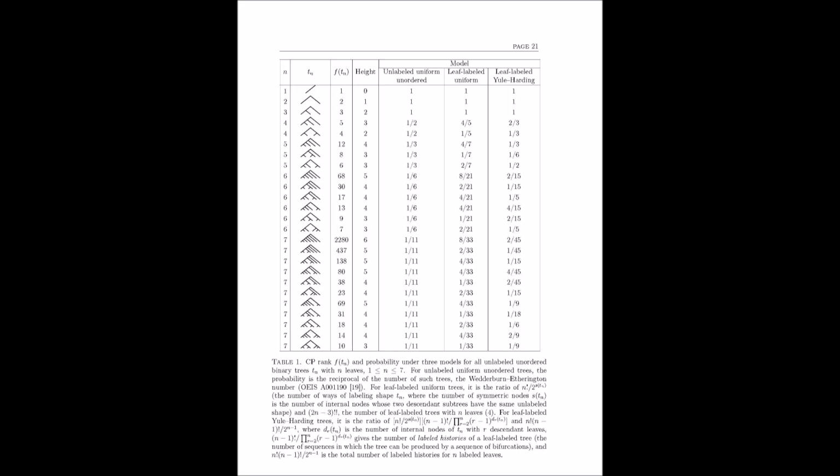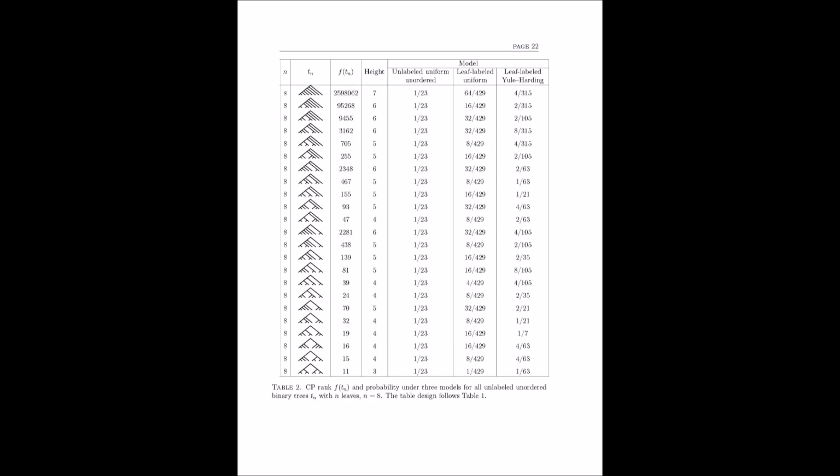And what's wild is this research found that the height of a tree and its CP rank are really closely connected. It's like this hidden pattern within the pattern. And speaking of patterns, this is where it gets really cool, because the research starts looking at these specific types of trees called caterpillar trees.